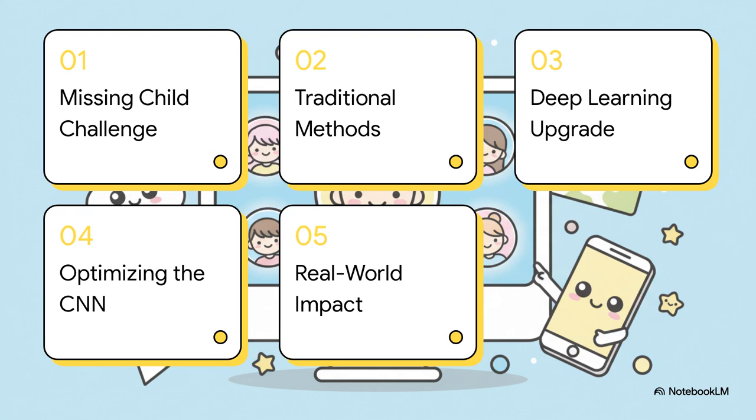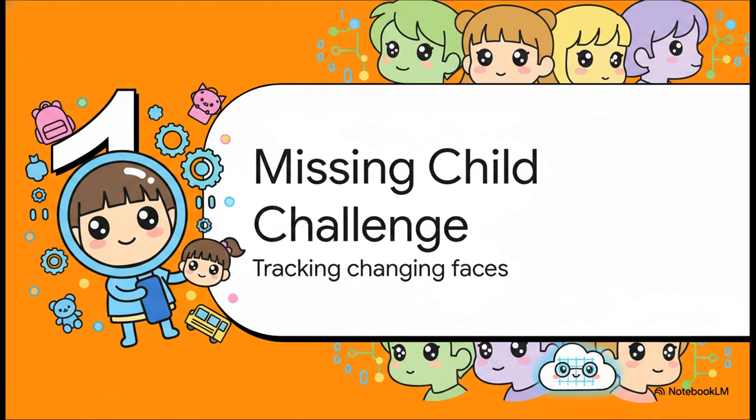Here's our quick roadmap for today. We'll start with the Missing Child Challenge, look at traditional methods like PCA and LDA, then dive into the deep learning upgrade. After that, we'll see how to optimize the CNN model, and finally, wrap up with the real-world impact and safety. Number 1, the Missing Child Challenge. Basically, tracking faces that never stop changing.